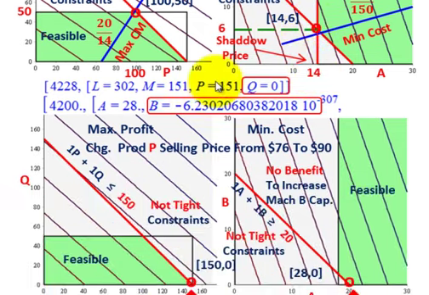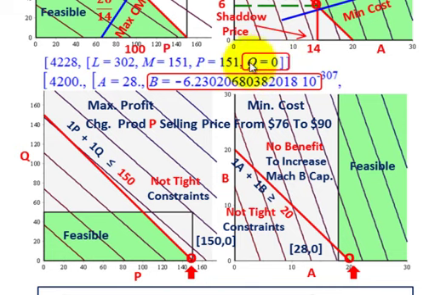Okay, so now let's move down and look at the case where we change our product P selling price from $76 up to $90. This is what we have for our maximum profit over here and our minimum cost here. And just look at our solution here.